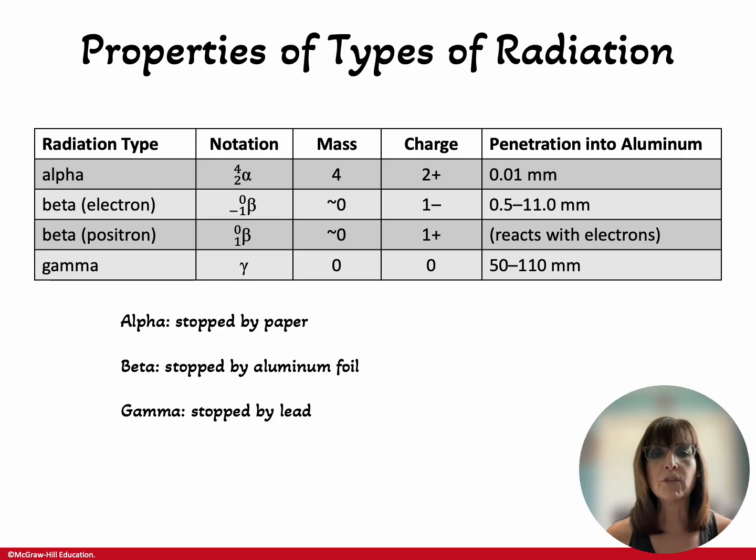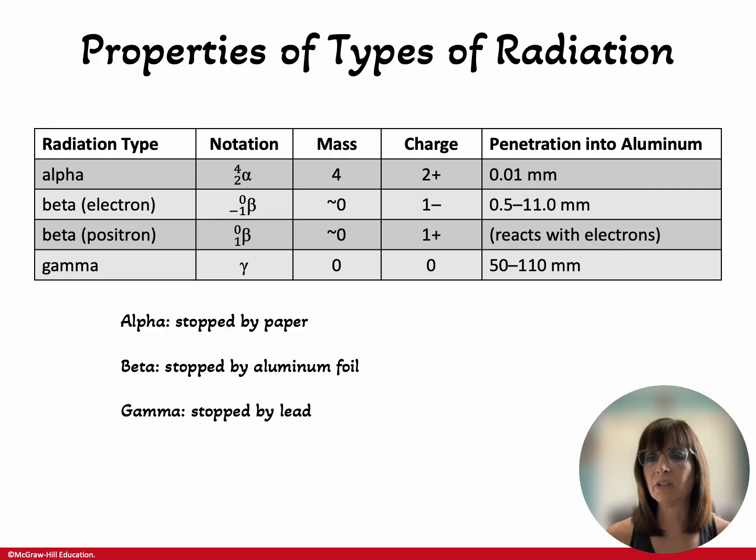I know, right? Now there's 2 kinds of beta radiation. One is the beta electron. It doesn't have a mass, because you guys know that electrons are so small we don't really say they have a mass. Just like electrons, it does have a charge of -1, and it can penetrate into aluminum a little bit. Now look at the notation. So that funny looking B is a beta symbol. 0 at the top is the mass number, and then down below -1 because it's an electron. A beta positron, the only difference is that instead of being -1, it's a +1, and it reacts with electrons.